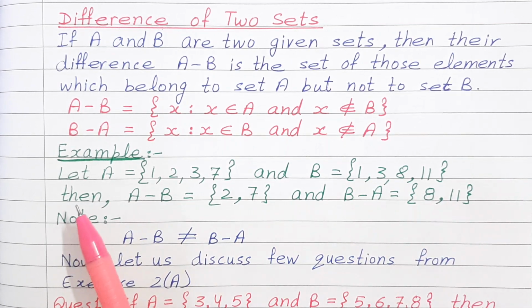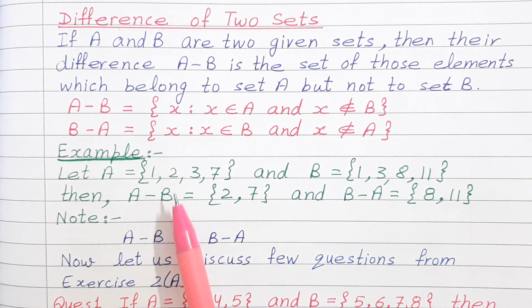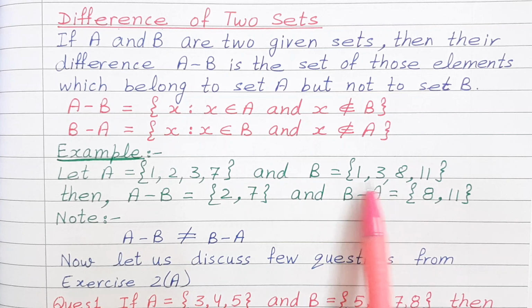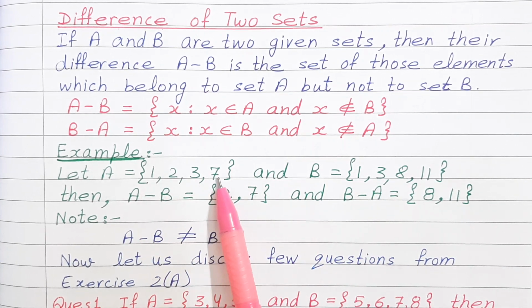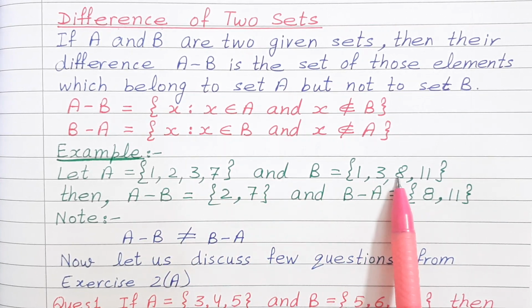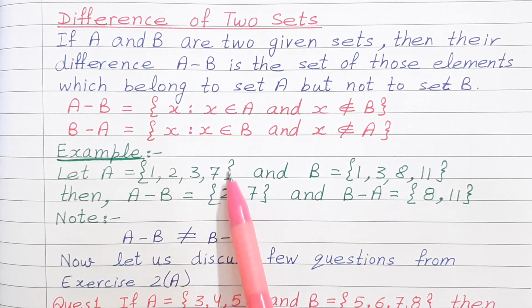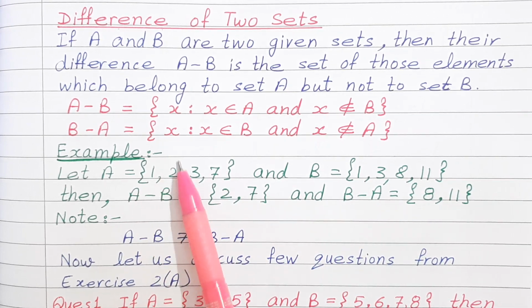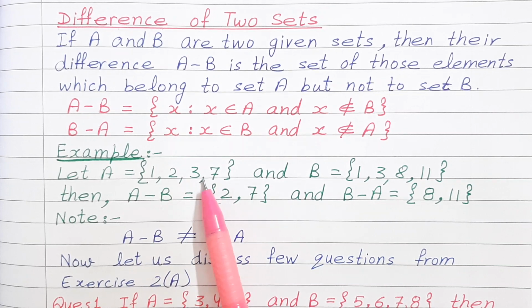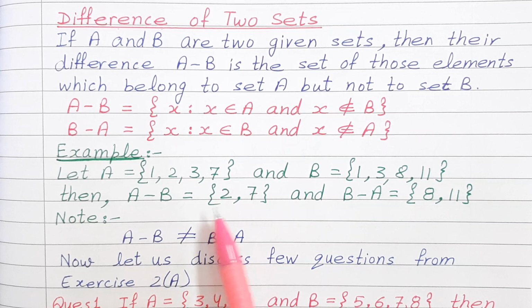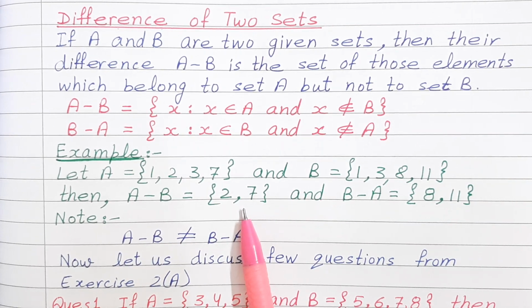Now children, A minus B, that is from A we have to subtract the elements of B. Now A is 1, 2, 3, 7 and B is having 1, 3, 8, 11. Now what are the common elements? That is 1 and 3. So from A I will subtract 1 and 3. I will reduce. So my answer is only 2 and 7. So A minus B is {2, 7}. I hope you have understood this.